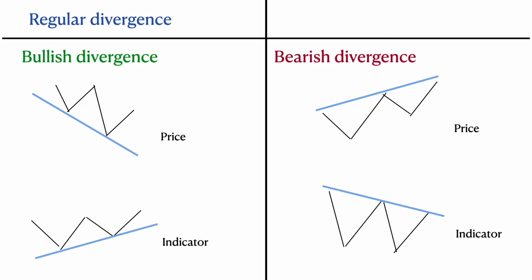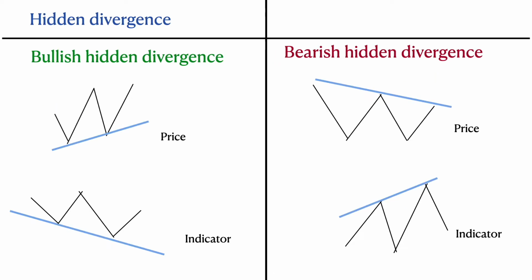Divergences are valuable tools to employ in a trending market and are best used within the study of market cycles. There are two kinds of divergences, regular and hidden. There are also two biases for divergences, bullish and bearish. While regular divergences signal a change in trend, hidden divergences signal continuation of trend.